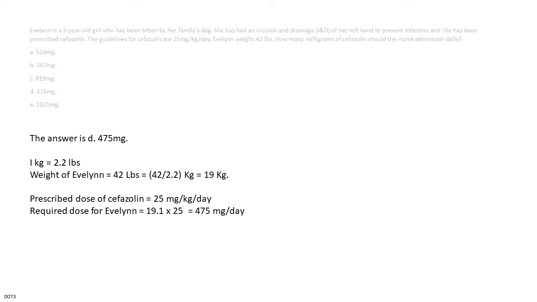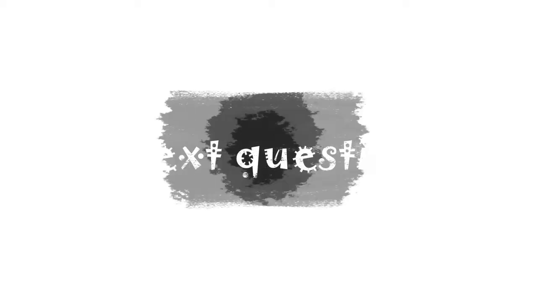The answer is D. 475 milligrams. 1 kilogram equals 2.2 pounds. Weight of Evelyn equals 42 pounds equals 42 divided by 2.2 kg equals 19 kg. Prescribed dose of cefazolin equals 25 mg per kg per day. Required dose for Evelyn equals 19.1 times 25 equals 475 mg per day.